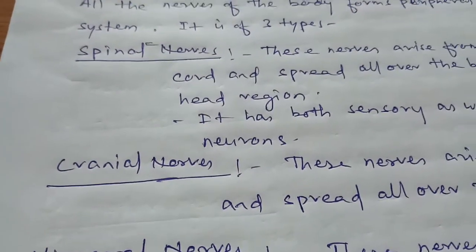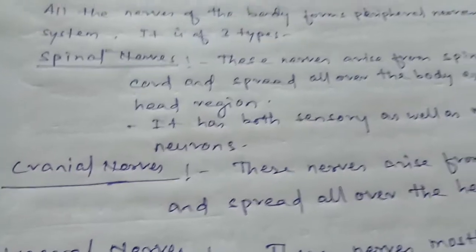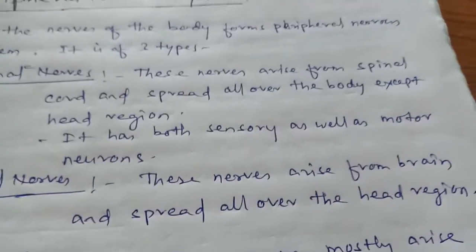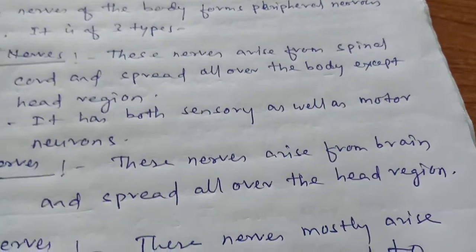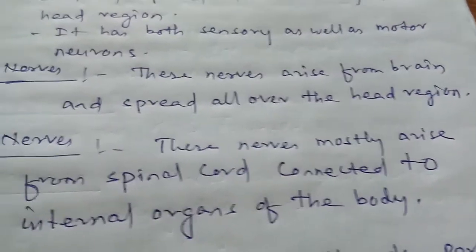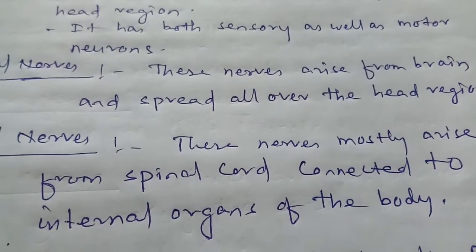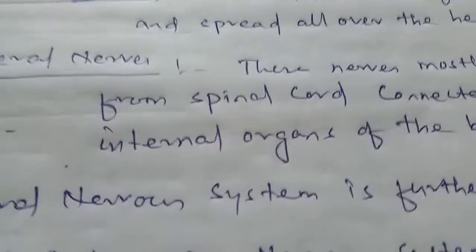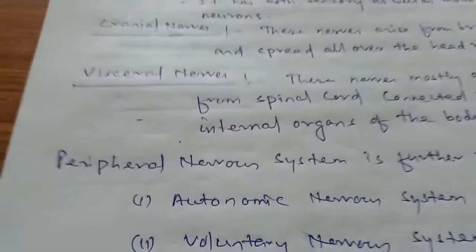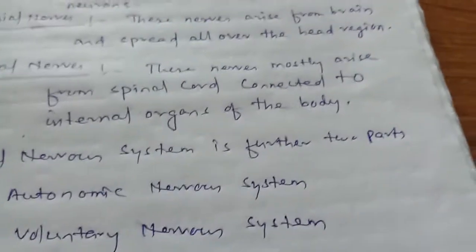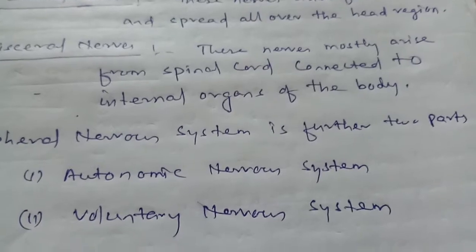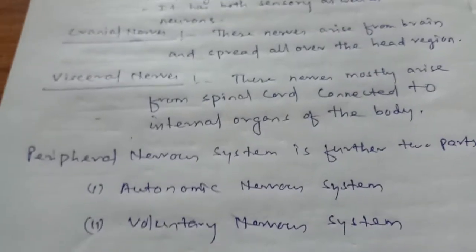Cranial nerves, as the name suggests, arise from the cranium or brain and spread all over the head region only. Whereas visceral nerves mostly arise from the spinal cord, a few arise from the brain, but are connected to internal organs of the body. Now students, the peripheral nervous system is further divided into two parts: one is the autonomic nervous system, the second is the voluntary nervous system.